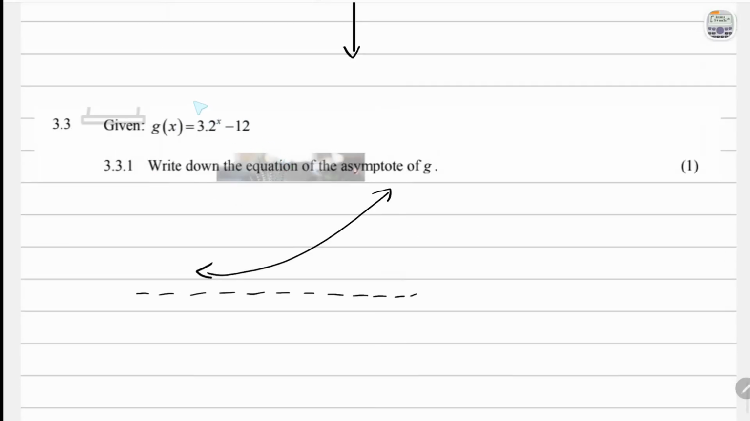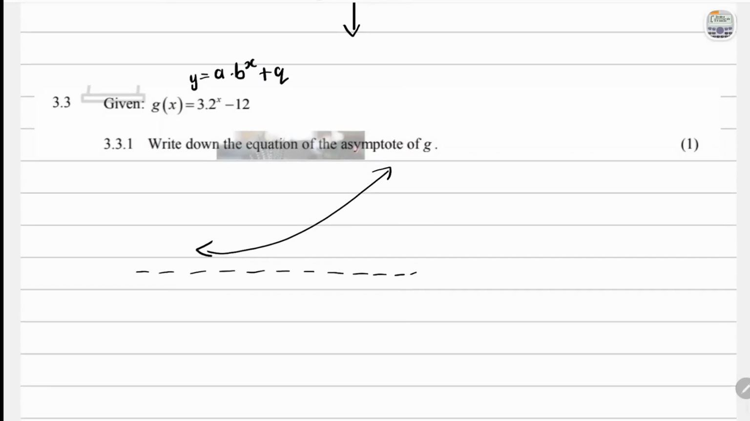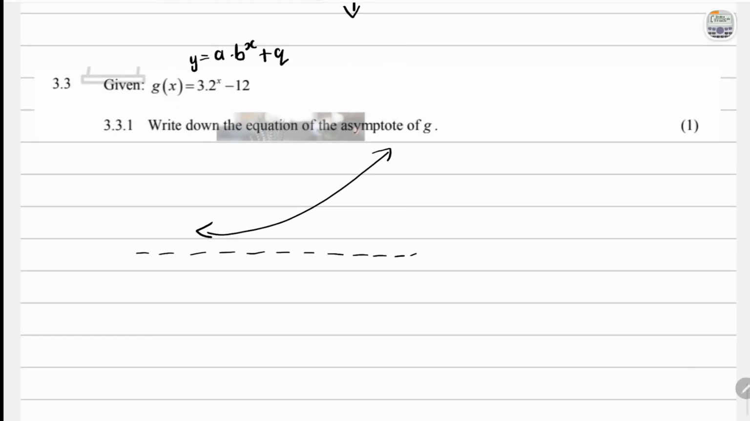So right now, this is in the form of y equals a times b to the power of x plus q. Now, the part that tells you what that asymptote, that horizontal asymptote is the q. The horizontal asymptote is always y is equal to q. So in this case, you can see that our q value is negative 12.